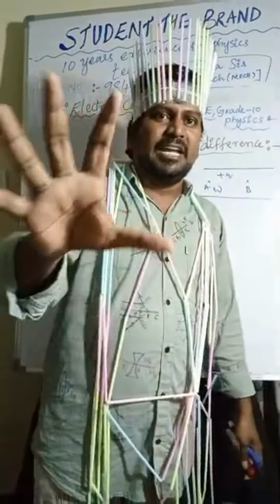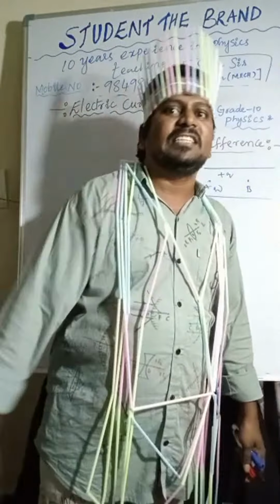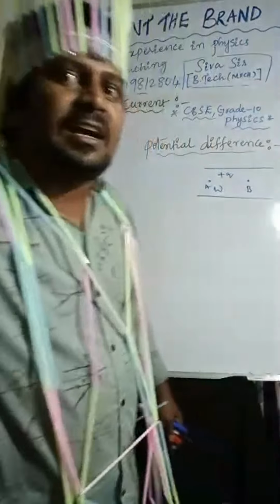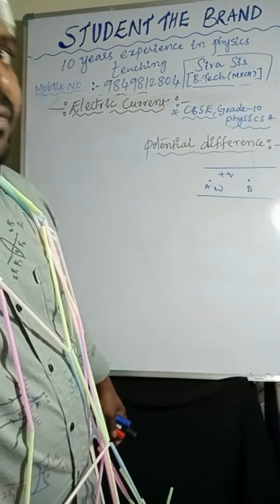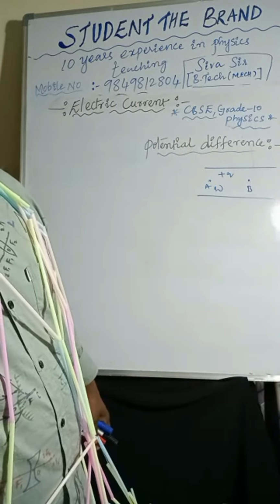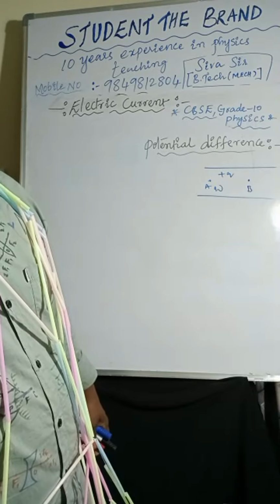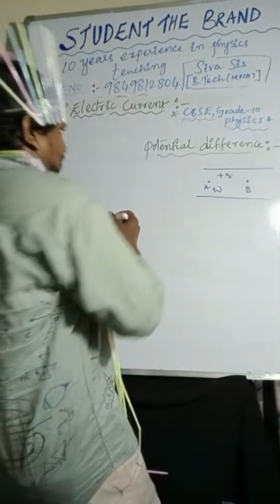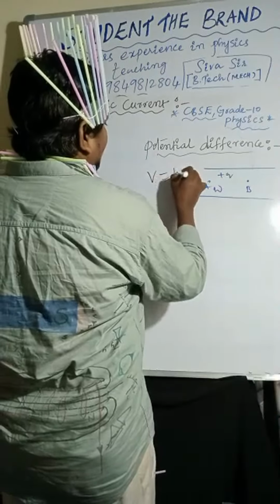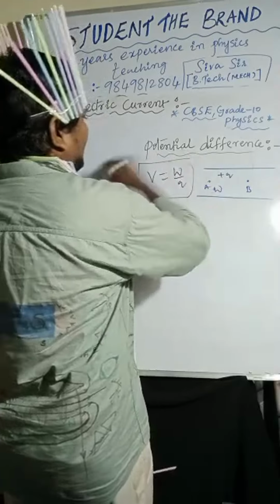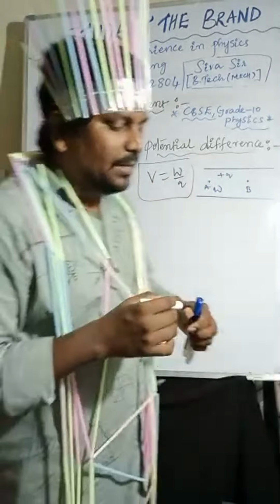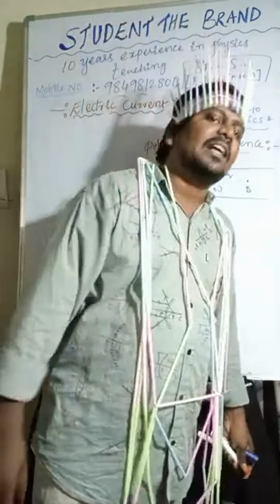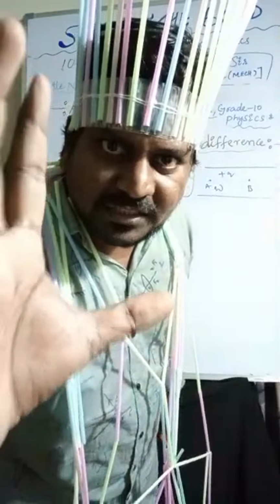Work done to bring unit positive charge from one point to another point within the conductor is called potential difference. Potential difference is denoted with the letter V. V equal to W by Q. The SI unit of potential difference is volt.